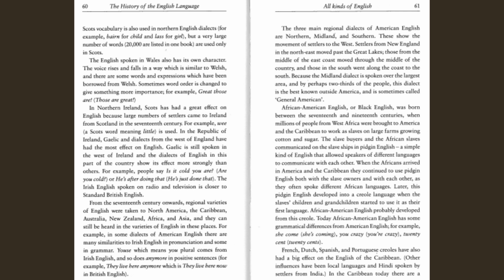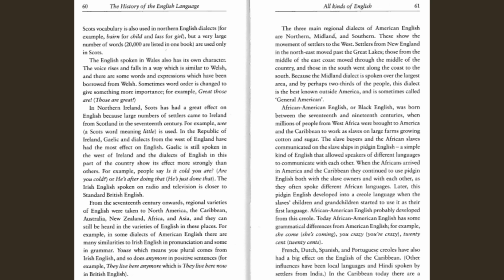Later, this Pidgin English developed into a Creole language when the slaves' children and grandchildren started to use it as their first language. African American English probably developed from this Creole. Today, African American English has some grammatical differences from American English. For example, "She come" for "She's coming," "You crazy" for "You're crazy," and "20 cent" for "20 cents."